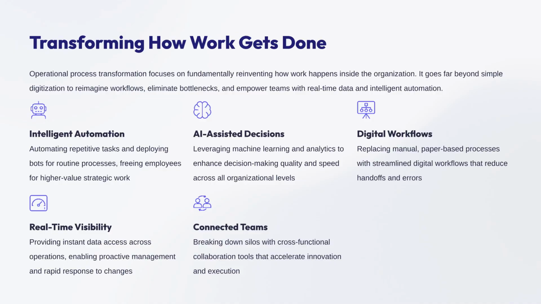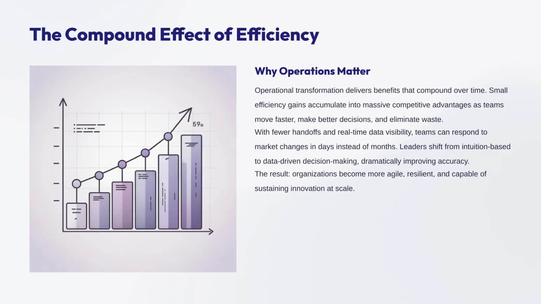This pillar reinvents how work happens inside the organization, going beyond simple digitization. It involves intelligent automation, AI-assisted decisions, digital workflows, real-time visibility, and connected teams. Operational transformation delivers compounding benefits. Teams move faster, making better, data-driven decisions and eliminating waste. This results in organizations that are more agile, resilient, and capable of sustained innovation.